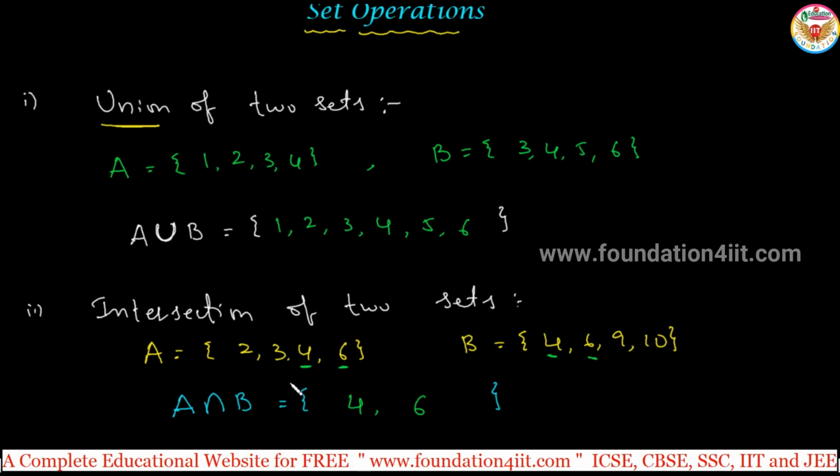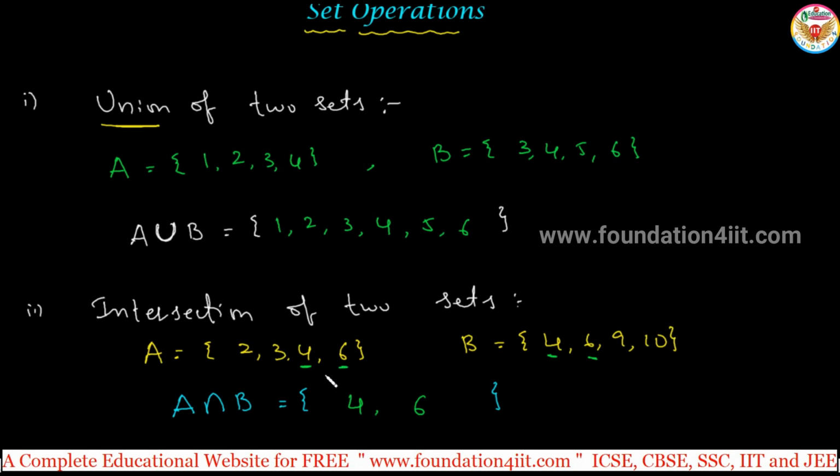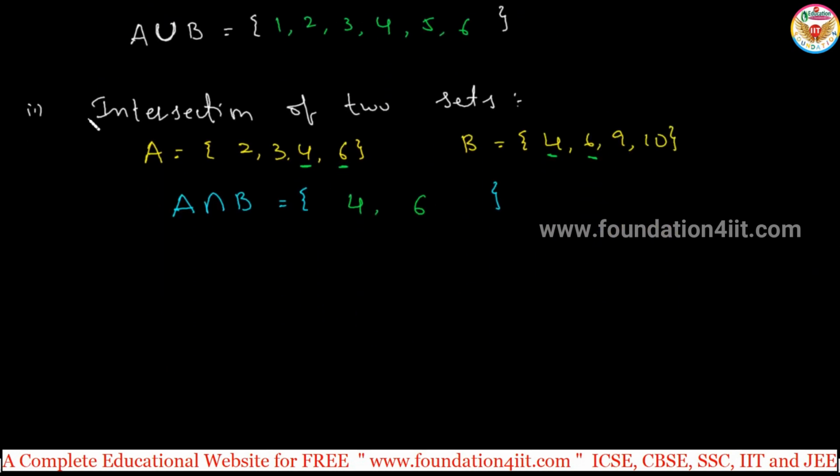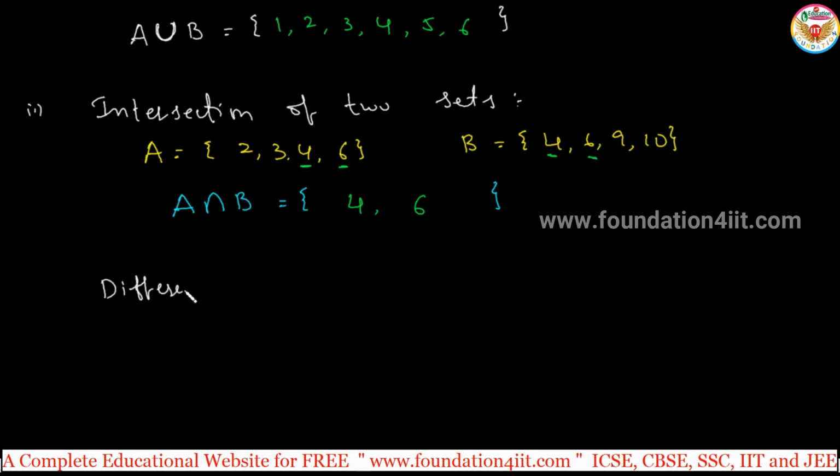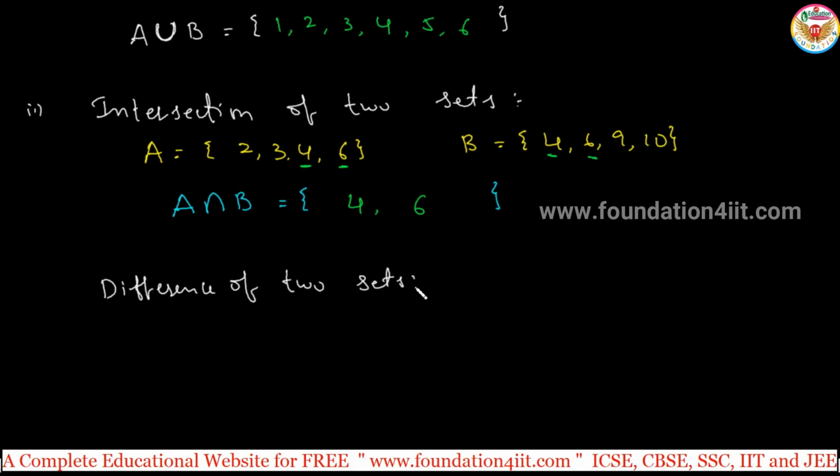The intersection of two sets A and B is the set of elements which are common to both the sets A and B. Elements common to both sets, that we write as the intersection of two sets. These are the set operations, union and intersection. And in the same way we have difference. Let us see one more. Difference of two sets.